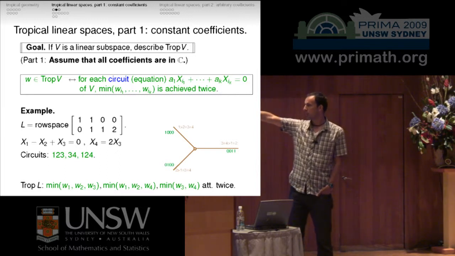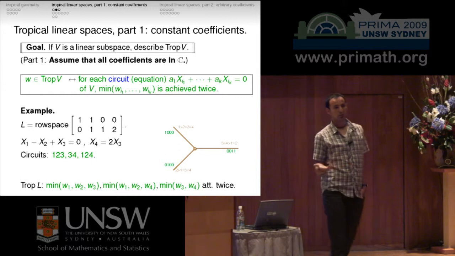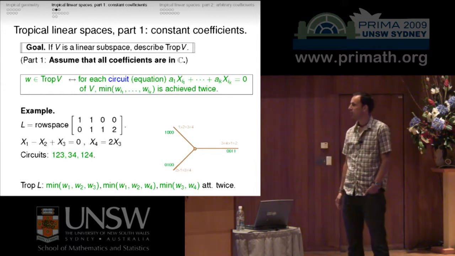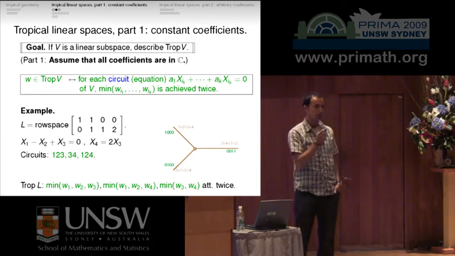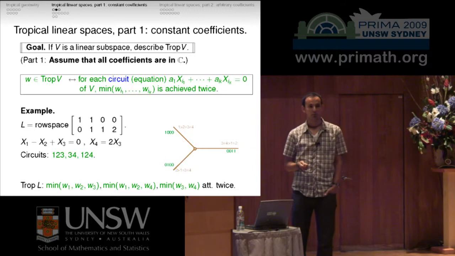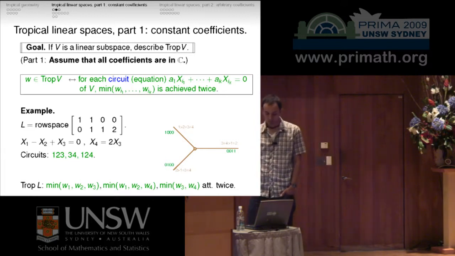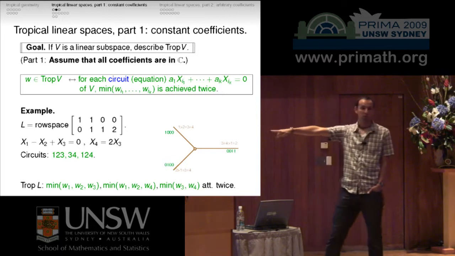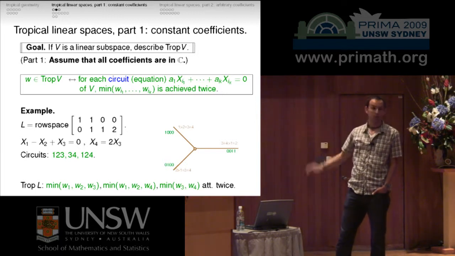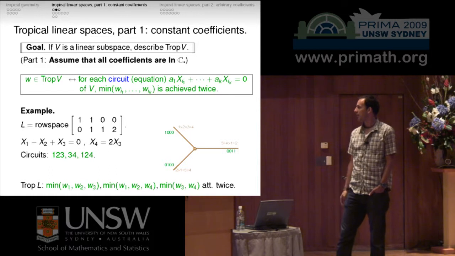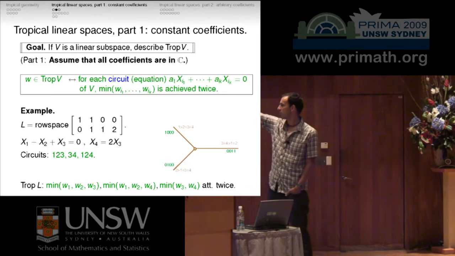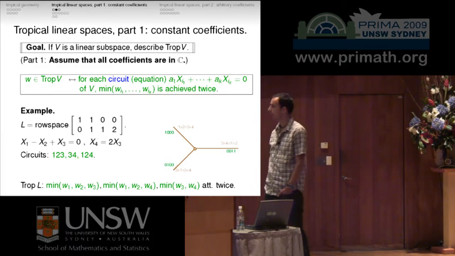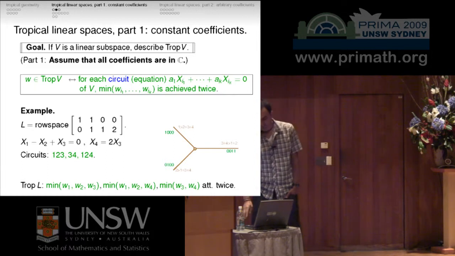You see that even though I wrote only 2 equations, I wrote 3 circuits because there's also a relation between 1, 2, and 4. So you need to do this for every circuit. You need to check that the minimum of the numbers in that circuit appears twice. So for example, in this case, I need that the minimum of W1, W2, W3 appears twice, etc. And if you just do that carefully, you'll see that what you get is that line that I drew over there. So this is an example of a tropical line.